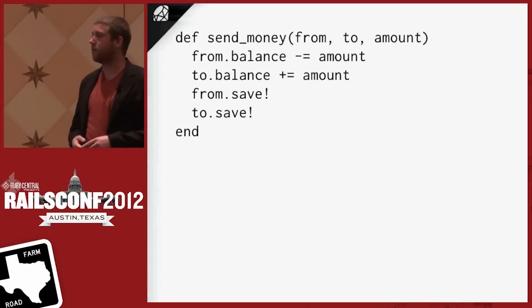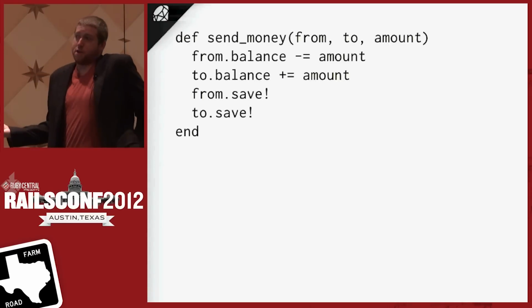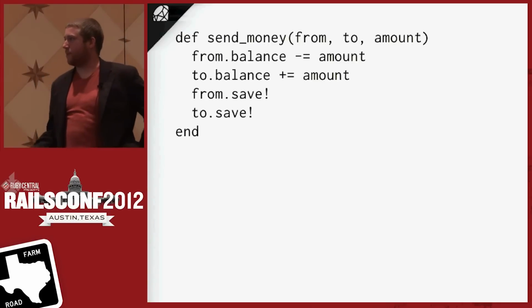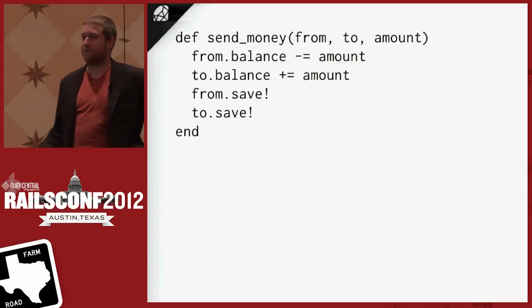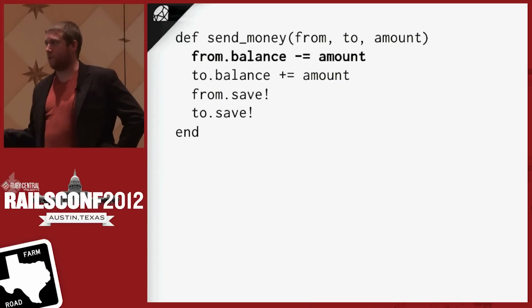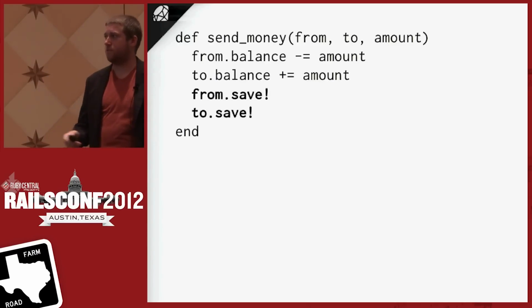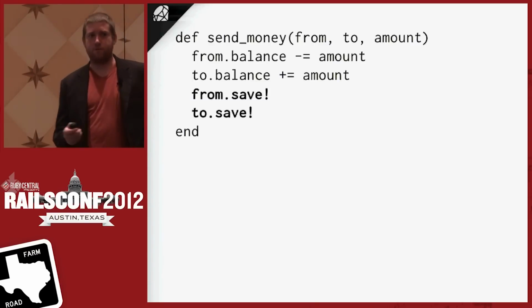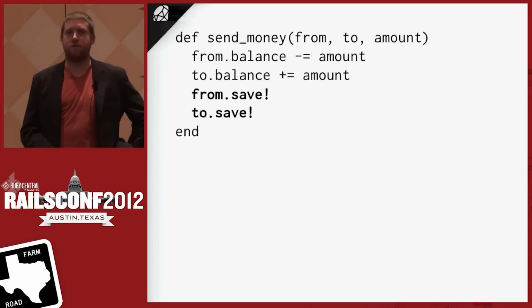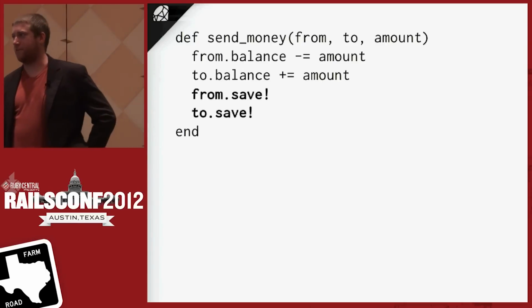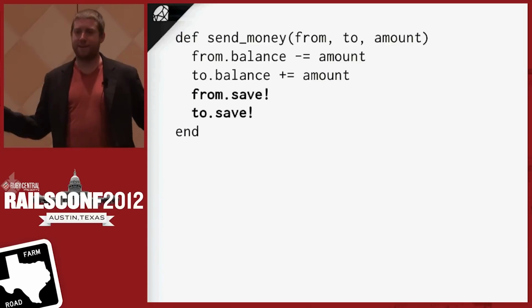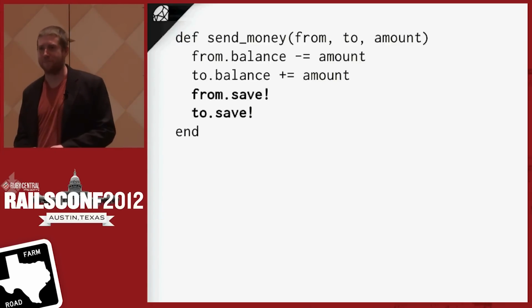So starting with Ruby, if we were hypothetically running a bank in Ruby, we would want a method like this called sendMoney, where we pass it 2 accounts and the amount to transfer. We subtract the amount from one's balance, add it to the other's, and then save it. So there's a couple things wrong with this code, but the most notable of which is the lack of a transaction. So if from.save fails, or if from.save succeeds and to.save fails, we've lost the money into thin air, and our customers are quite unhappy.